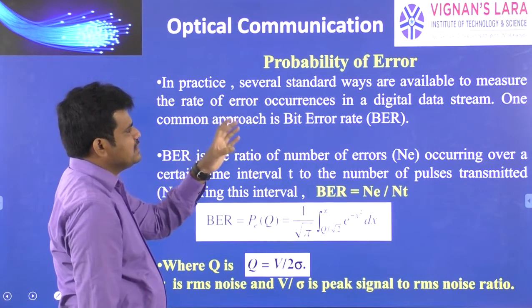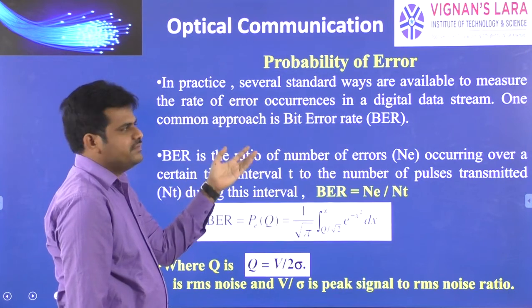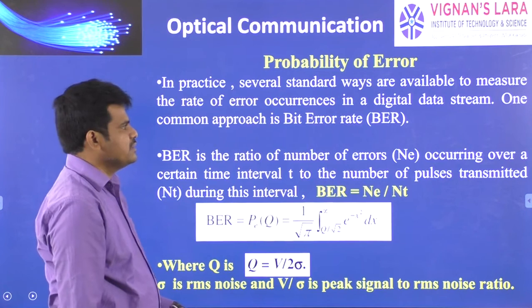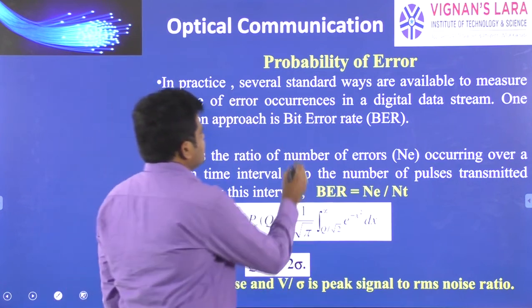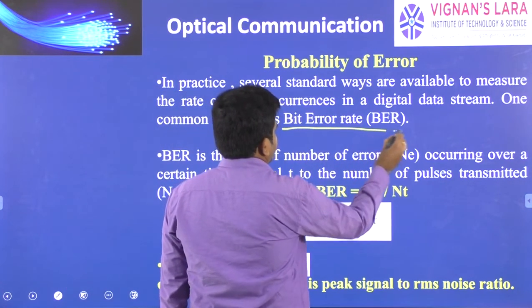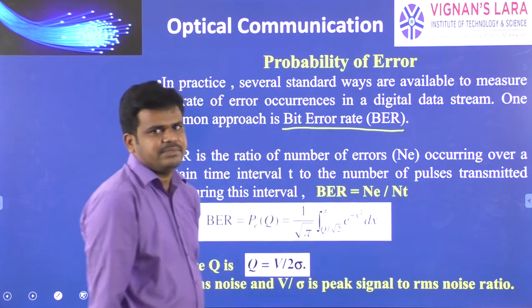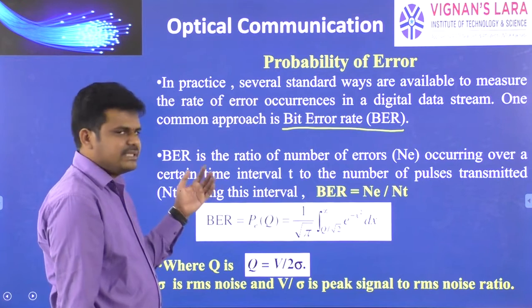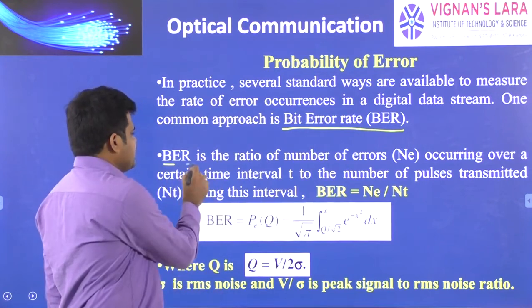There are actually many ways to measure the probability of error, but we generally use the bit error rate, BER, to measure it. What is meant by bit error rate, BER?